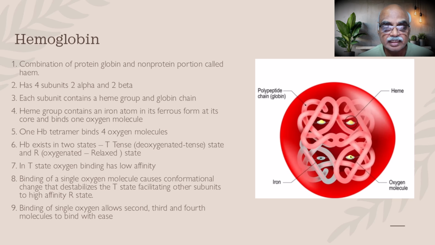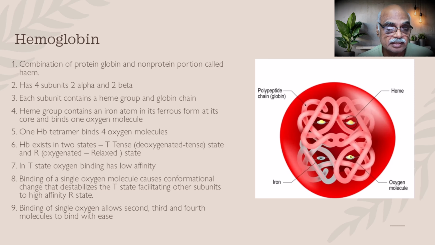Hemoglobin as a molecule is a combination of protein globin and a non-protein portion called heme. This molecule is responsible for transporting oxygen in the blood. Here it indicates adult hemoglobin, which is present in adults. We will also look at the type of hemoglobin which is a little bit different in the fetus, called fetal hemoglobin. Now I am going to describe the adult hemoglobin.